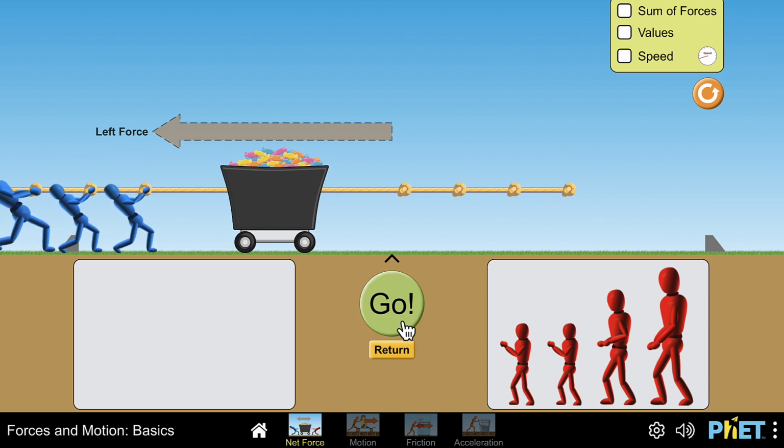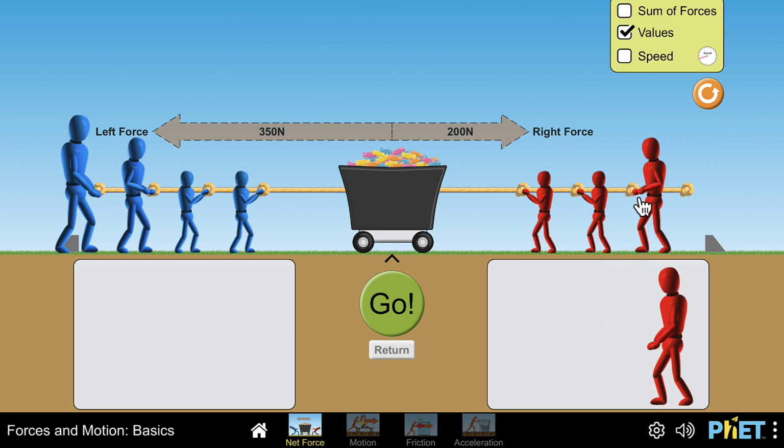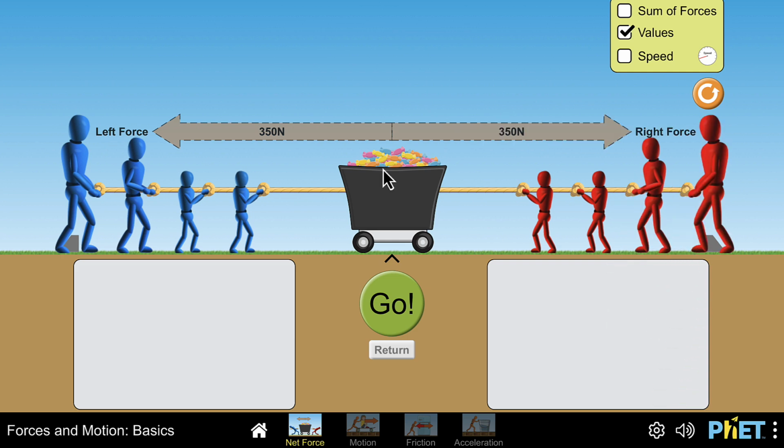Oh wait, let's return again. Now this time I want to see the value of the forces. So the total here is 350 Newton. What if I have all the other team as well? So this team makes 350 Newton and this team makes the same 350 Newton. So 350 to the left and 350 to the right.